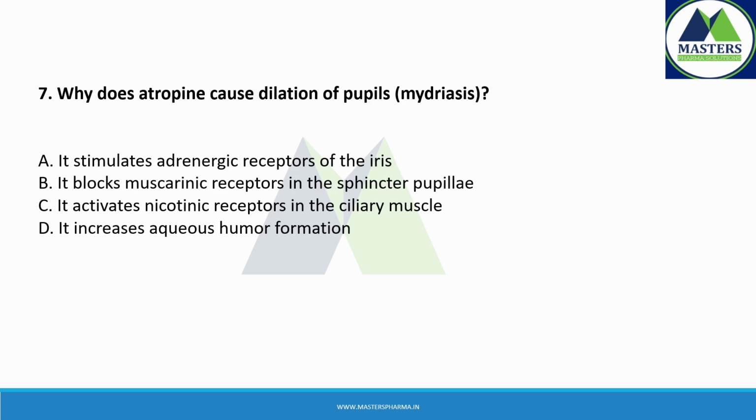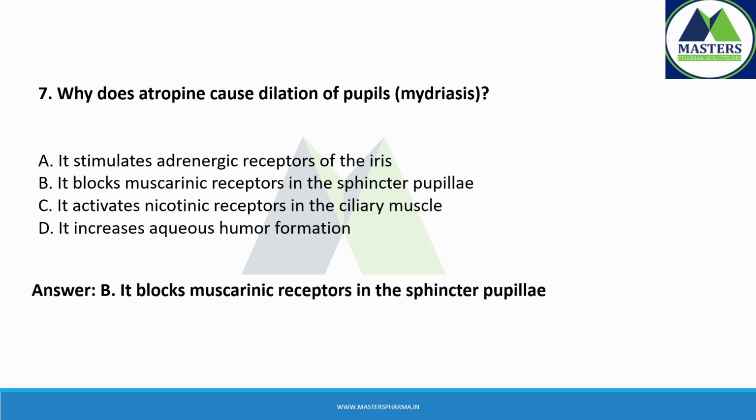Why does atropine cause dilation of pupils? Options. A: It stimulates adrenergic receptors of the iris. B: It blocks muscarinic receptors in the sphincter pupillae. Option C: It activates nicotinic receptors in the ciliary muscles. Option D: It increases aqueous humor formation. Now we see the correct answer. Correct answer is option B.